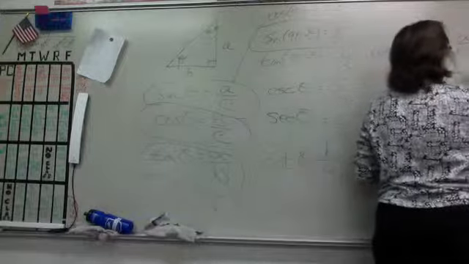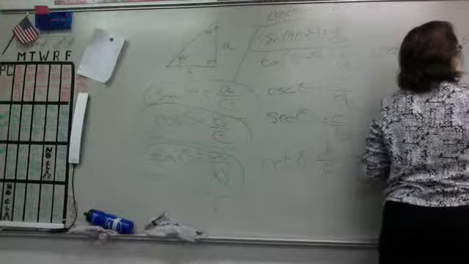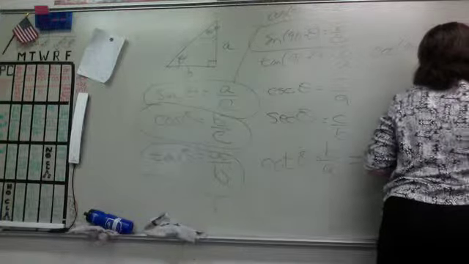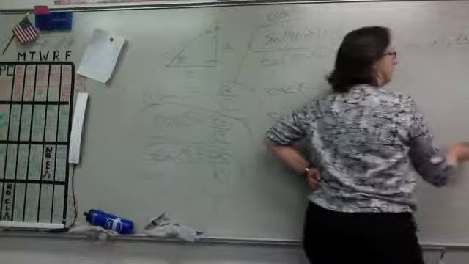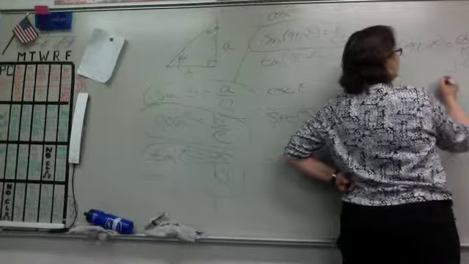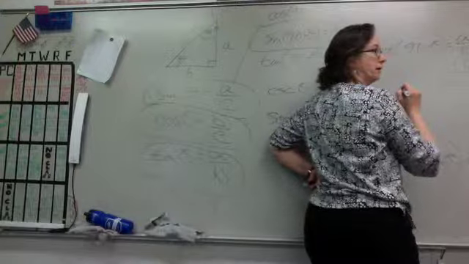Okay, now when you're dealing with your unit circle, you already know this. Cosine, sine, tangent. All right, so when we start looking at our unit circle, if we start at 30, what is our cosine of 30?